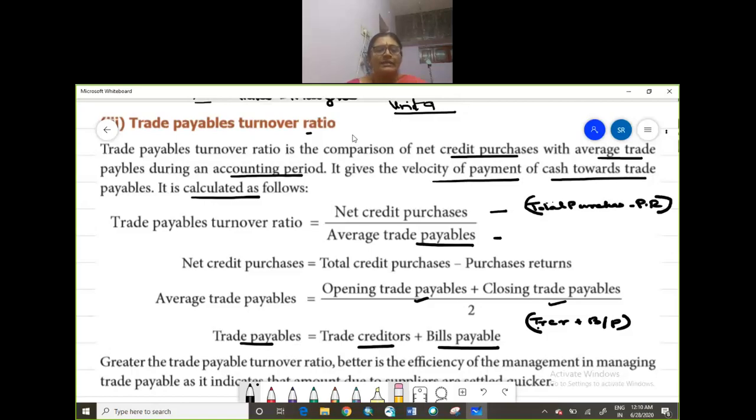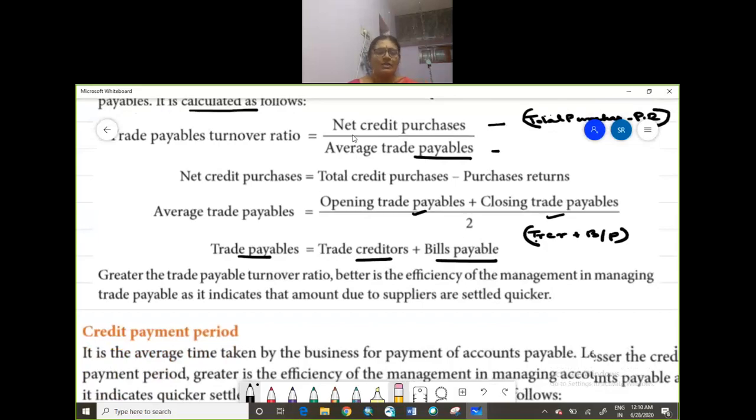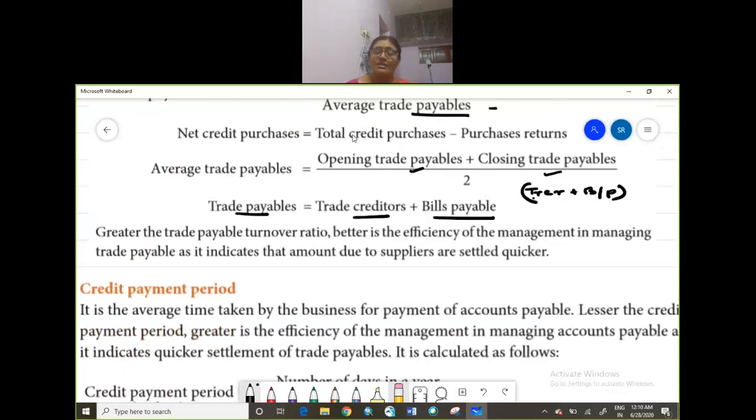So the greater the trade payable turnover ratio, the better the efficiency of the management in managing the trade payable, as it indicates the amounts due to the suppliers are settled quicker. That means your business is doing very well. If you're able to settle the suppliers quickly, definitely you'll have a good reputation in the market. So people will be willing to do business with you.